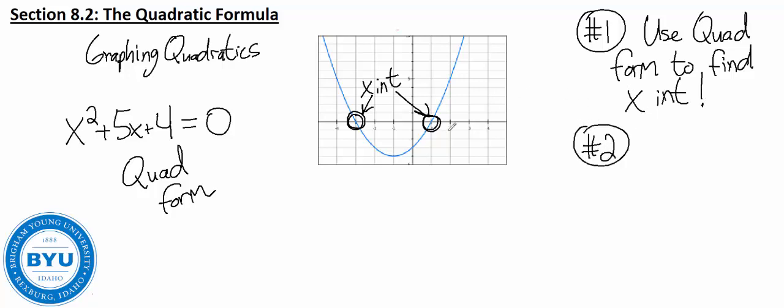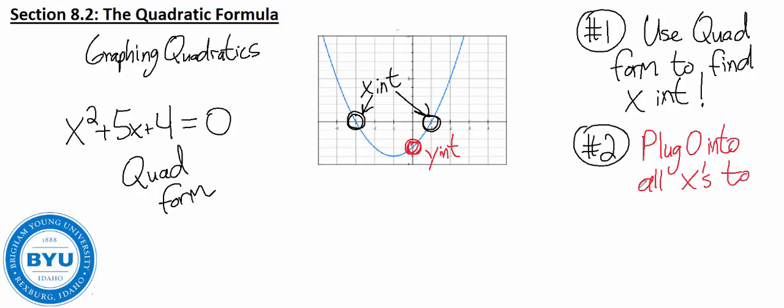Okay? Step number 2, another thing we care about on this graph is right here, the y-intercept. Now that y-intercept, that's pretty easy to find. If you're looking for the y-intercept, all you have to do is plug zeros in for the x's. Plug 0 into all x's to find the y-intercept, okay?